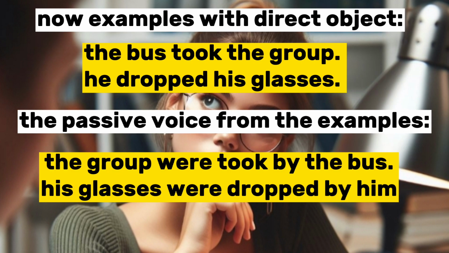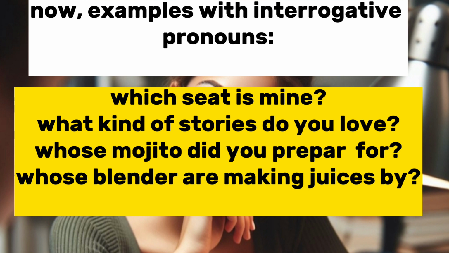Now examples with a direct object. The bus took the group. He dropped his glasses. The passive voice from the examples: The group was taken by the bus. His glasses were dropped by him. Now, examples with interrogative pronouns. Which seat is mine? What kind of stories do you love? Whose mojito did you prepare for? Whose blender are you making juices with?